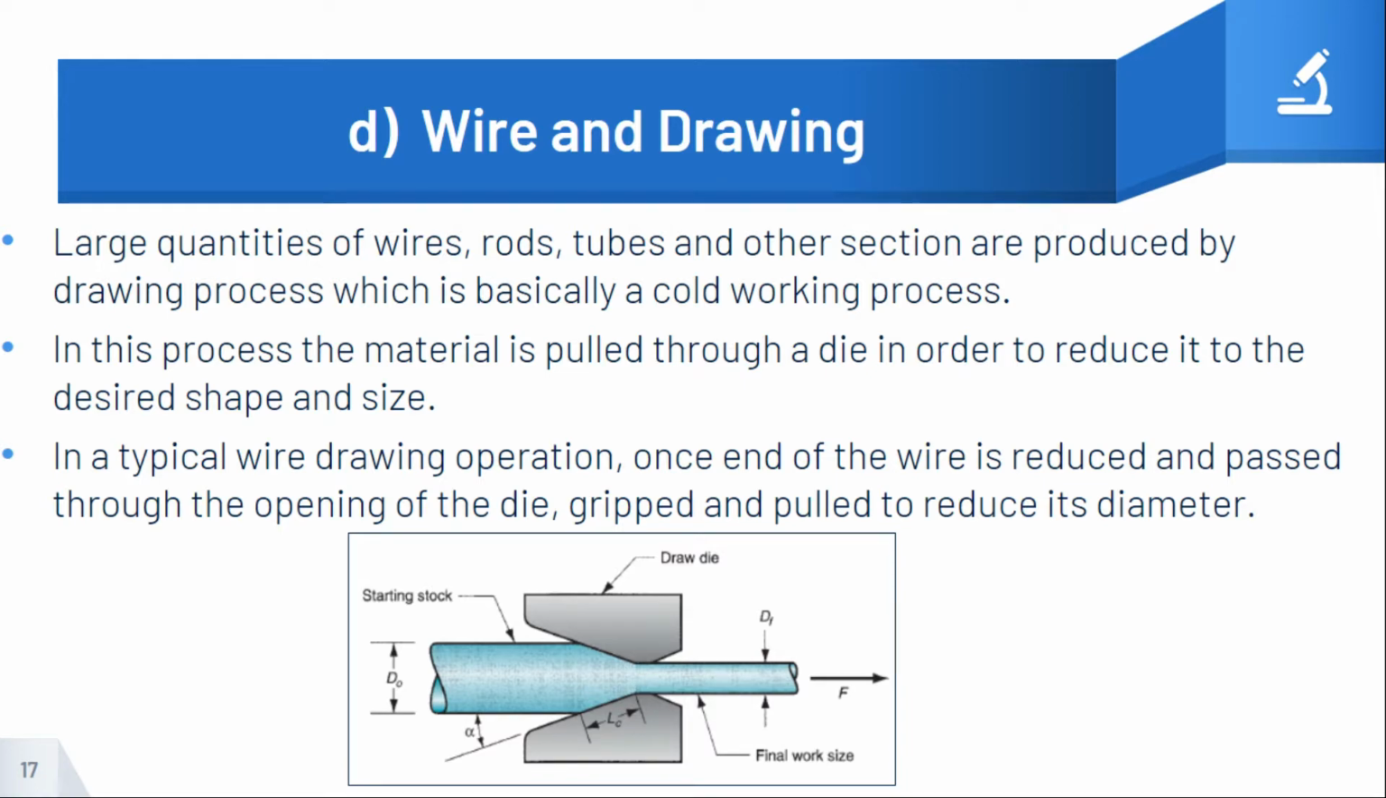Last but not least, wire and bar drawing is also one of the types of bulk deformation. Large quantities of wires, rods, tubes, and other sections are produced by the drawing process, which is basically a cold working process. In this process, the material is pulled through a die in order to reduce it to the desired shape and size. In a typical wire drawing operation, one end of the wire is reduced and passed through the opening of the die, gripped and pulled to reduce its diameter.